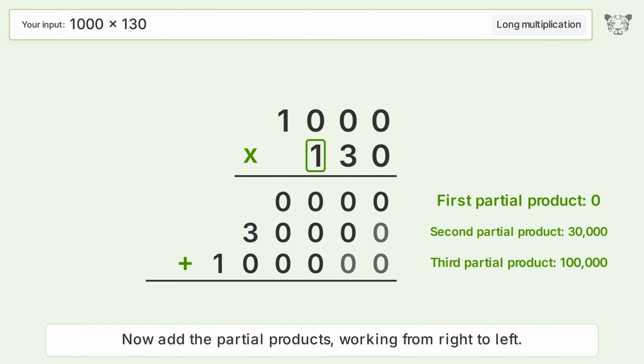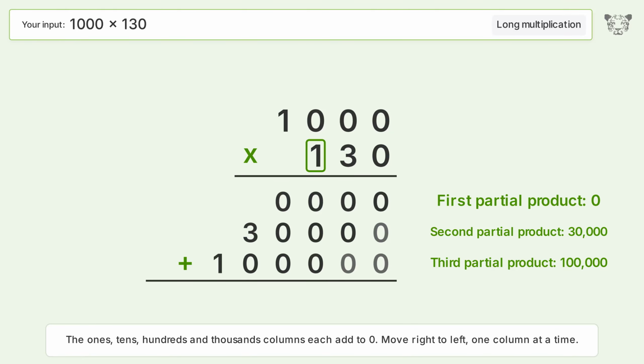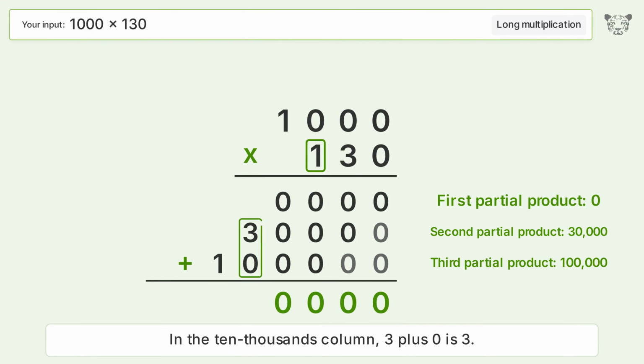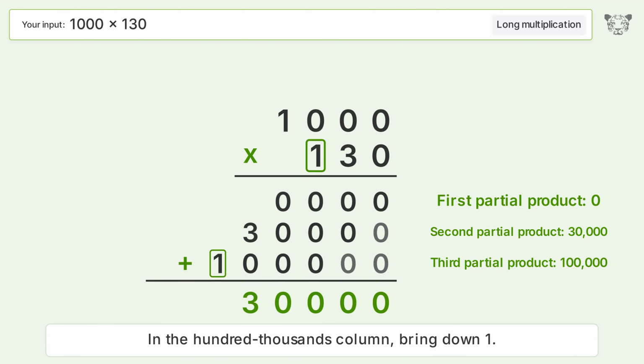Now add the partial products, working from right to left. The ones, tens, hundreds and thousands columns each add to 0. Move right to left, one column at a time. In the 10 thousands column, 3 plus 0 is 3. In the 100 thousands column, bring down 1.